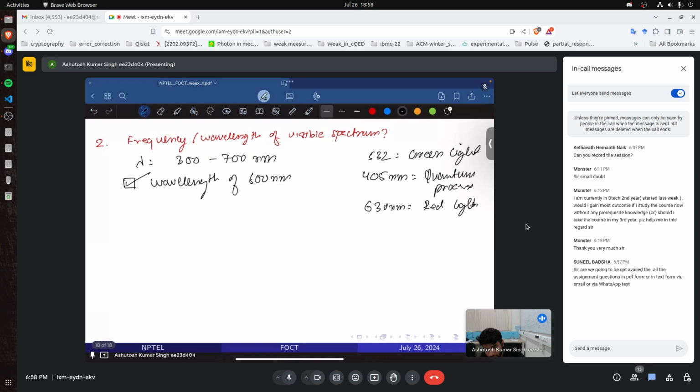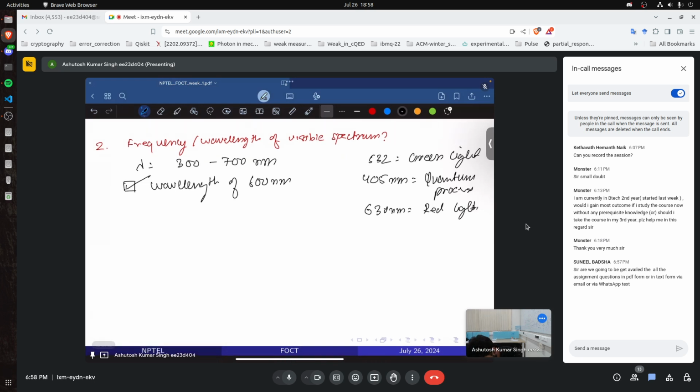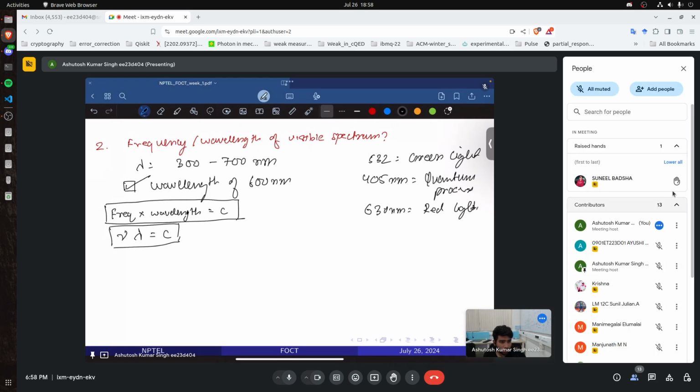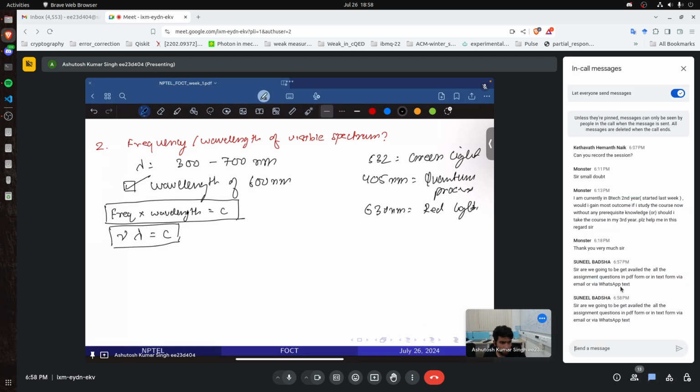So we have figured out the wavelength. Now let us also look at the frequency. The relationship between frequency and wavelength is frequency times wavelength is the speed of light, or frequency is written as nu, wavelength is written as lambda, and nu lambda is equal to c. Yes, Sunil, go ahead. Oh yeah, thank you for letting me know that.